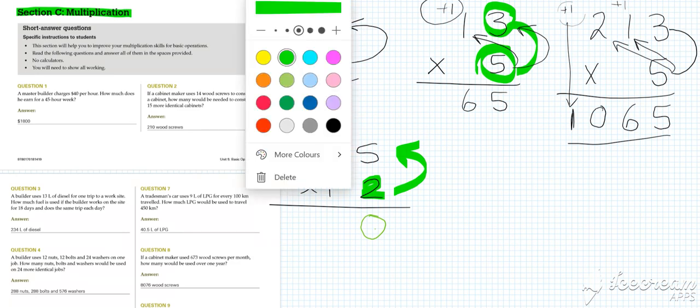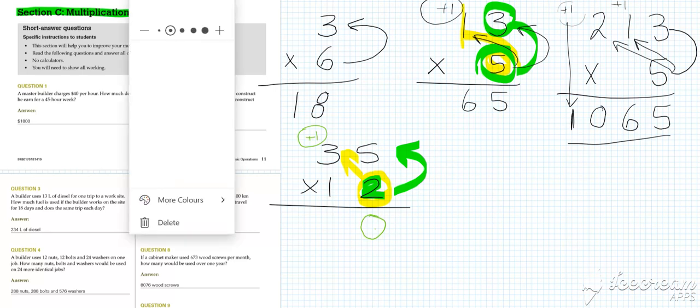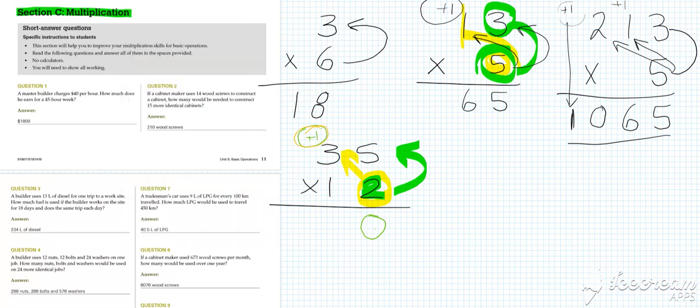Now I need to do my second number just like we practiced before, where we did 5 times by the other top number. So we're going to do 2 times by the 3. So 2 times by 3 is 6, plus the 1 that's sitting here is 7. I'm going to put that answer underneath.